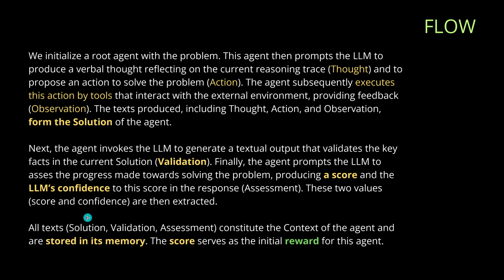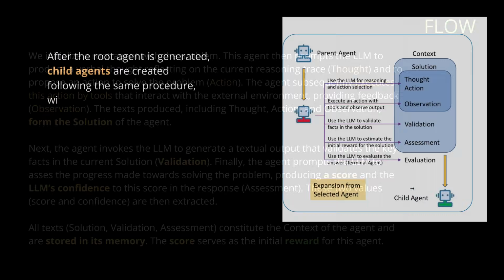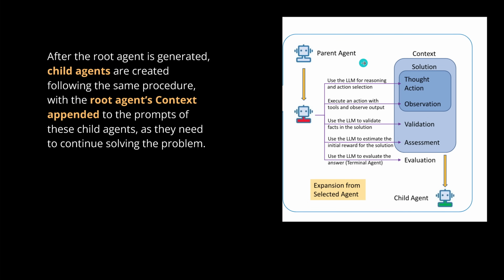And all of this together, the solution, the validation, and the assessment, constitute the context of the agent and are stored in its memory if we only have one agent. So the score serves as the initial reward for this single agent. But now we can go with this idea, multi-agent. Look at this, if we have a parent agent, you immediately understand the action, observation, validation, assessment, evaluation phase. Now you know what's happening here.